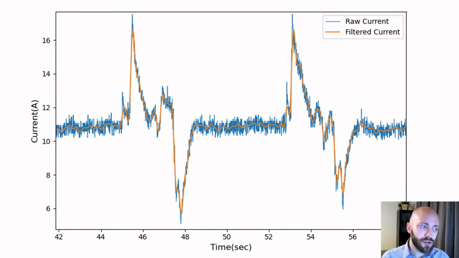This is current draw taken from the battery of the drone during flight. Now, each different flight behavior of the drone has a unique current pattern to it, or a unique waveform. And it's these unique waveforms that we're trying to detect to determine what flight state the drone is in.